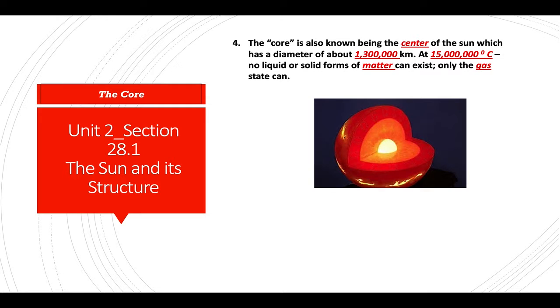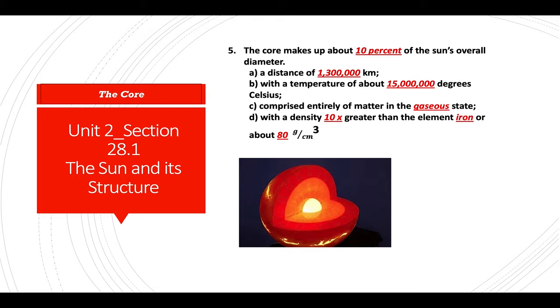The core, also known as the center, has a diameter of about 1.3 million kilometers and operates at an estimated 15 million degrees Celsius. No liquid or solid forms of matter can exist, only the gas state can. We know from energy diagrams, if you have chemistry, that we're way off the phase diagrams. When you have that much pressure and that much heat, you can't stay in the two lower states. It exists as a gas, or we get to plasma. So you're looking at a core about 15 million Celsius. And it makes up about 10% of the overall diameter. So it's about a tenth of the way across from what it is all the way through.